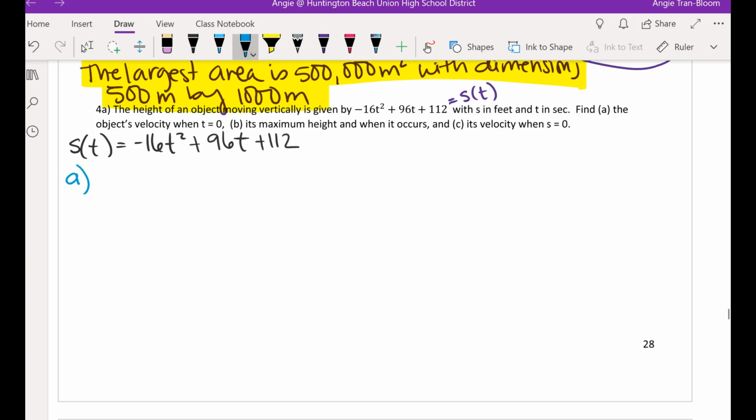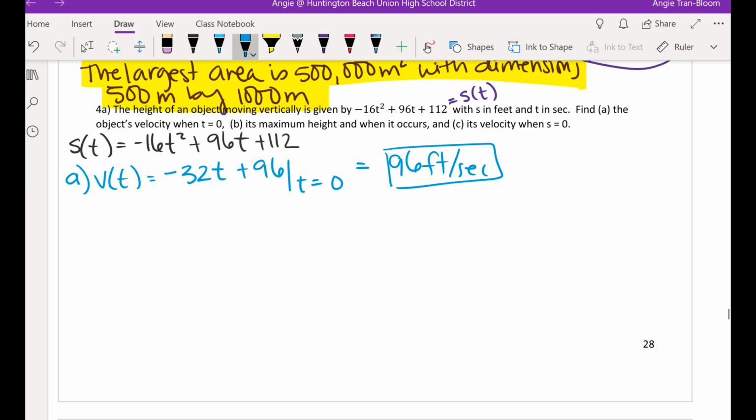So might as well do v of t, which is the derivative of position. We're going to end up with negative 32t plus 96. We want to set t equals 0 to see what that comes out to, and that will give you 96 feet per second. So the velocity looks like it's increasing. It's at 96 feet per second when t is 0.